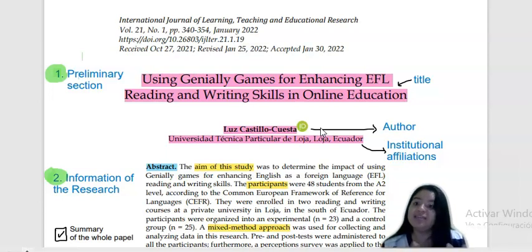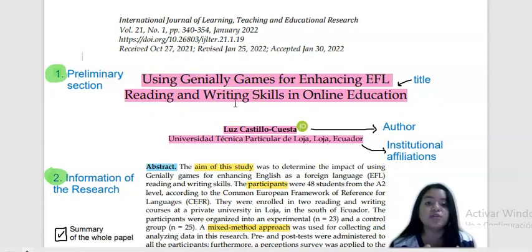Based on the guide, we have first the title, which is the way to attract the readers to the article, and also the author and the institutional affiliation that they may have. In this case, the author has an affiliation.